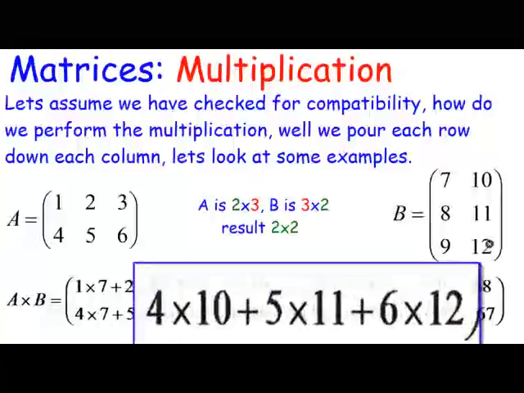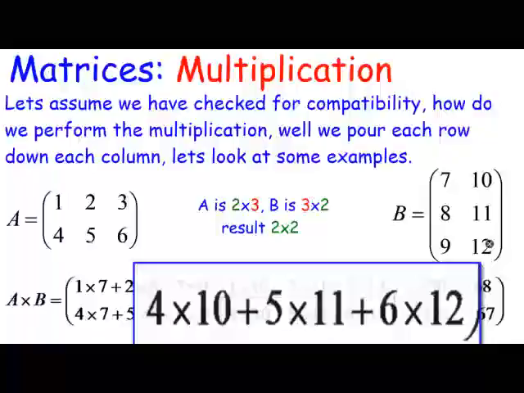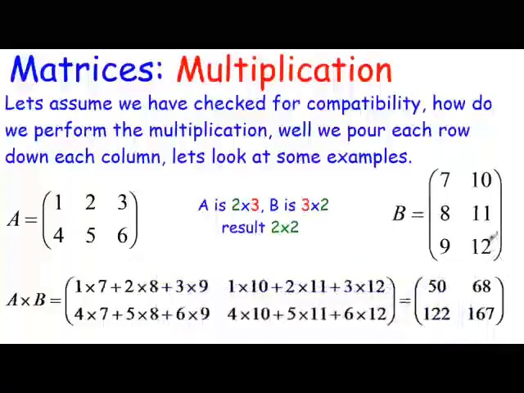Okay, here it is. 4 times 10 plus 5 times 11, plus 6 times 12. You might remember this is the pour. It goes down the steps. So it's 4 times 10 plus 5 times 11 plus 6 times 12, and getting finally 167.